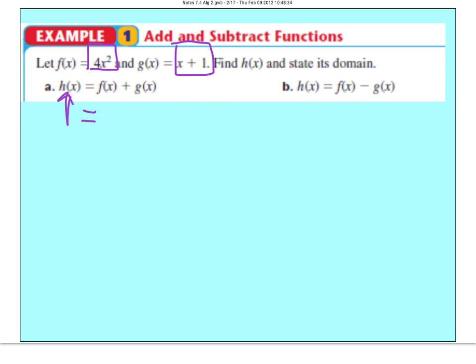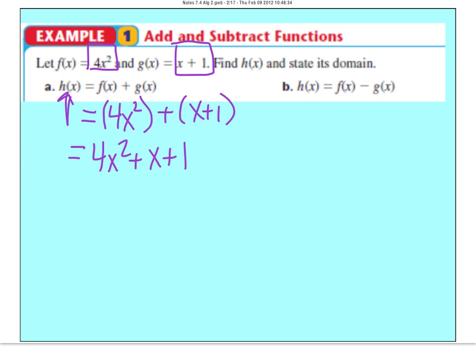To find it, we're going to take f of x, put that in parentheses, 4x squared. We're going to add to it g of x in parentheses, x plus 1. And really, in the addition part, the parentheses just kind of fall out. We don't really end up using those. And you're going to add your like terms together. There are no like terms here, so that is the final answer.